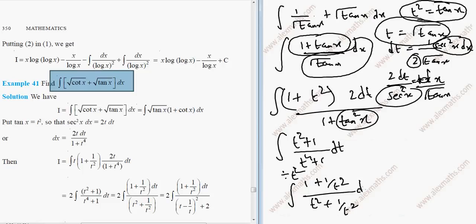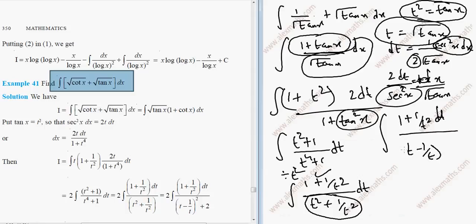Now we have some procedure for this. Since numerator is having plus, I am going to write this as t minus 1 by t whole square. Because if I expand this, I will get t square plus 1 by t square. Extra I will get minus 2. To cancel that, I have to put plus 2 here. So I will write this as root 2 whole square.